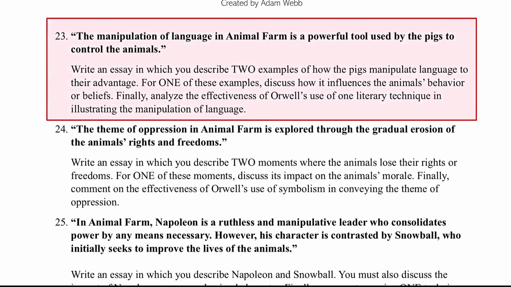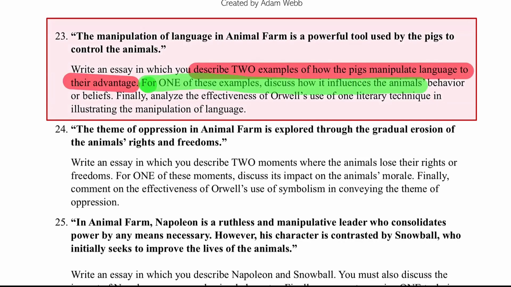The manipulation of language in Animal Farm is a powerful tool used by the pigs to control the animals. Write an essay in which you describe two examples. So describe two examples of how the pigs manipulate language to their advantage. For one of the examples, discuss how it influences the animals' behavior or beliefs. Finally, analyze the effectiveness of Orwell's use of one literary technique in illustrating the manipulation of language.